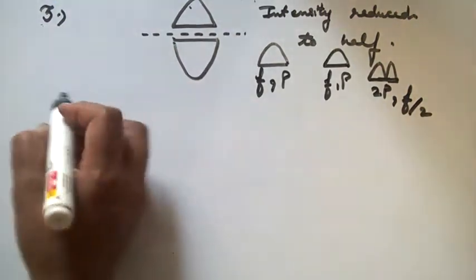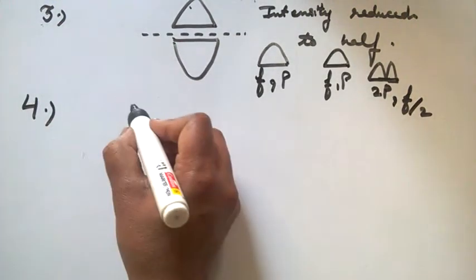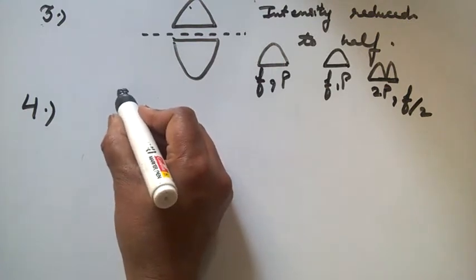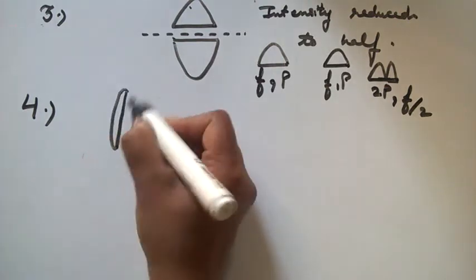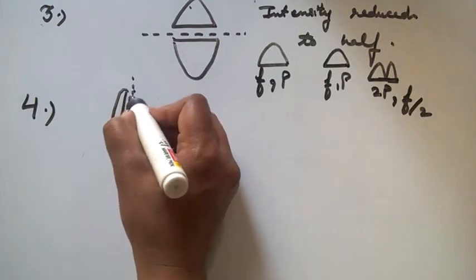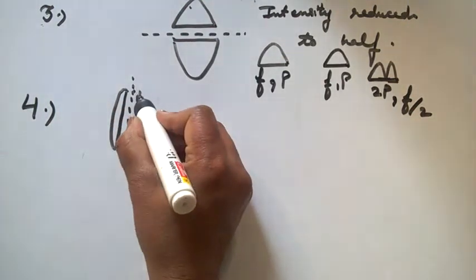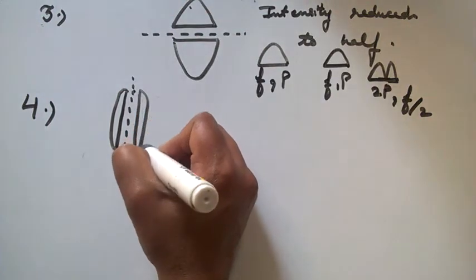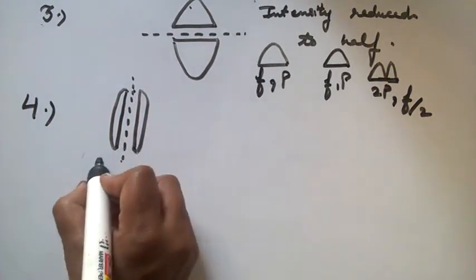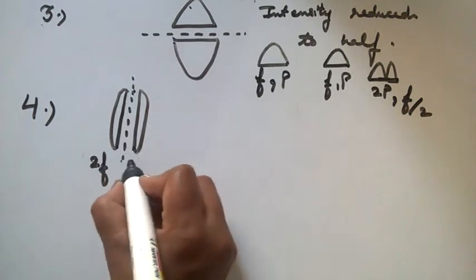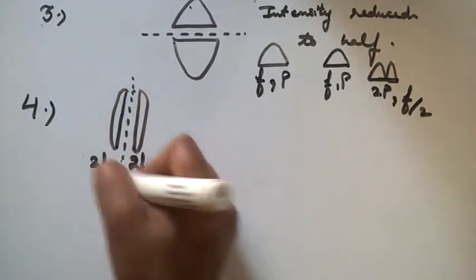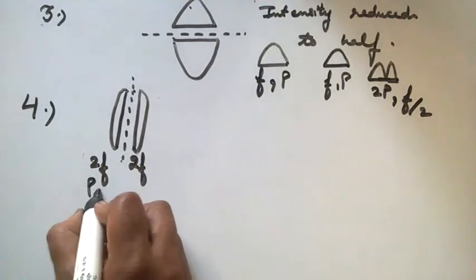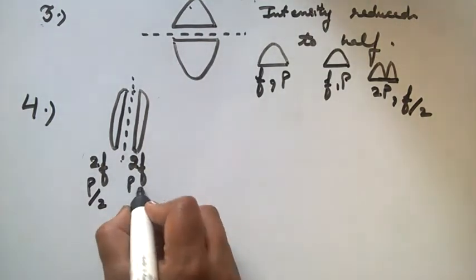Now if we cut the lens vertically, this is the first part and this is the second part of the lens. Then the focal length will be twice that of the single lens and the power will reduce to half, P by 2, and it is also P by 2.